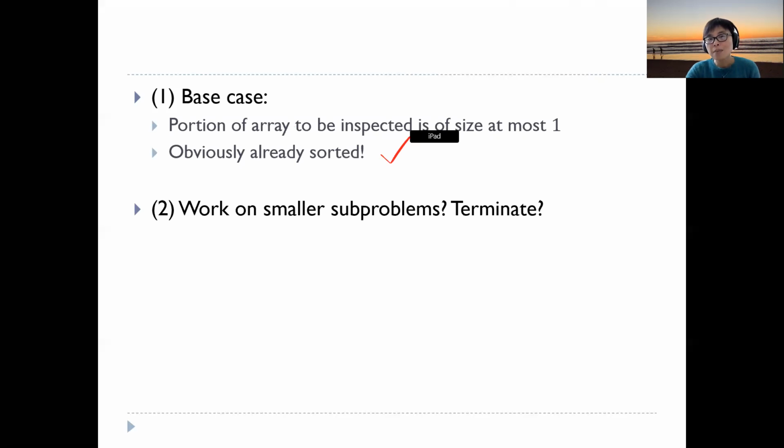The second step is: does this recursive call always break into smaller subproblems? Does it terminate? Well, as I showed you previously in that tree example, each time we reduce the problem to only half of the previous size. So the size keeps decreasing very fast, and it does terminate because as you keep decreasing, at some point the size will be either 0 or 1, which is handled in the base case. So this step is also fine, no problem.